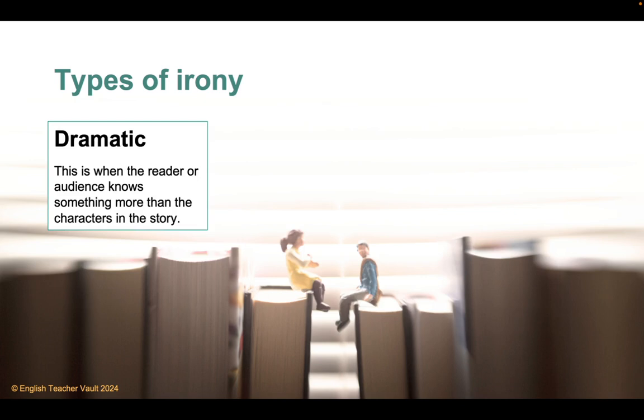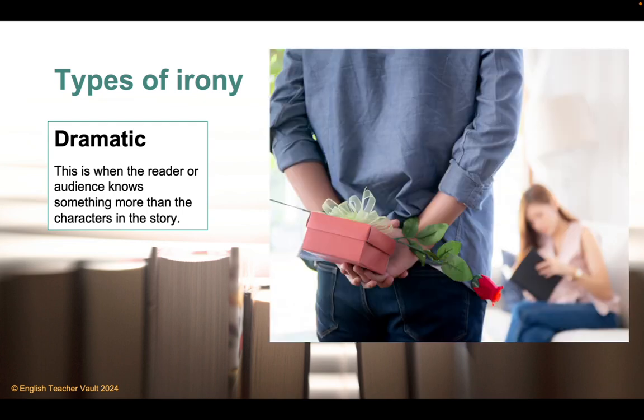Now, dramatic irony is when the reader or the audience knows something more than the characters in the story. I personally feel this is one of the best tools an author can use to get somebody to keep reading a story, because we know something the characters don't know. How does that make us feel? We want to know, when are they going to find out? How are they going to feel when they do find out? What's going to happen? That's how dramatic irony can really add some tension and some intrigue to a story.